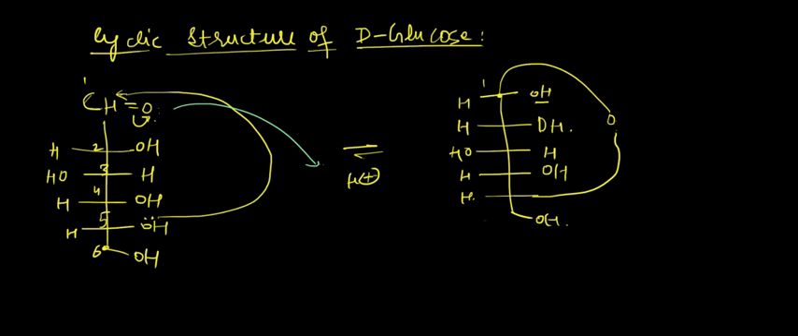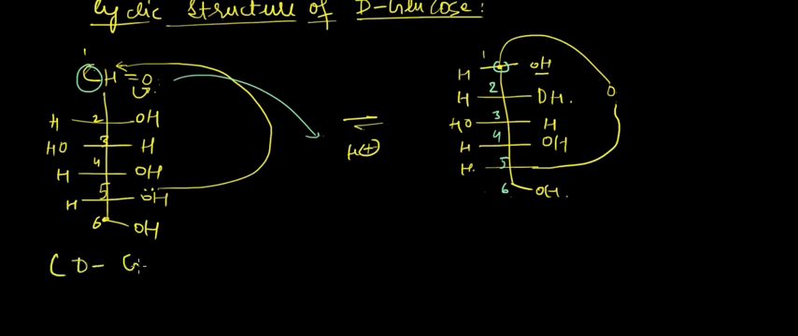So let's mark the carbon atoms. This is the first carbon atom, this is the second, third, fourth, fifth, and sixth. So this carbon atom has now formed an ether group with the fifth carbon atom. As a result, a 6-member ring would be formed. The nomenclature of this would obviously be D-glucose, and we call this beta D glucopyranose. Okay, so we got it, beta D glucopyranose.